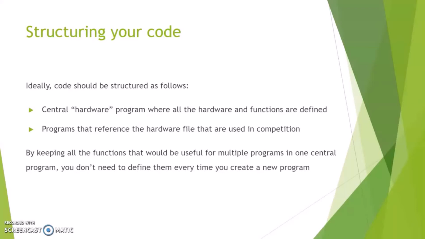Ideally, your code should be structured as follows. You have a central hardware program where all of your hardware and functions are defined, and then you have whatever number of programs you need that reference a hardware file that are used in competition. By keeping all of the functions that would be useful for multiple programs in one central program, you don't need to define them every time you create a new program.